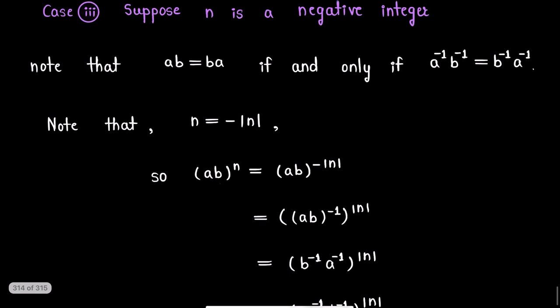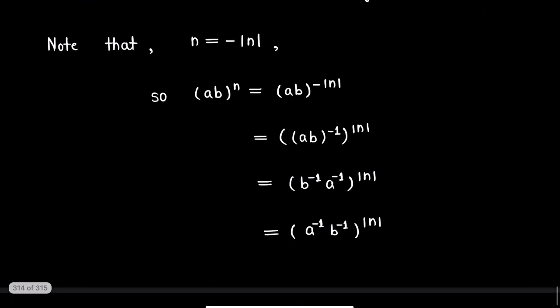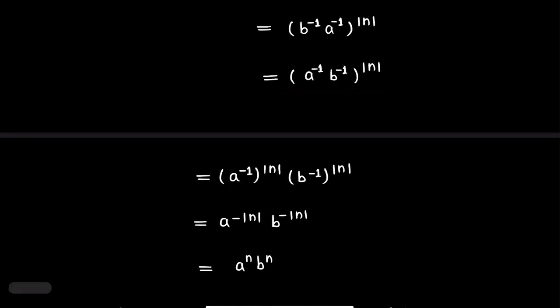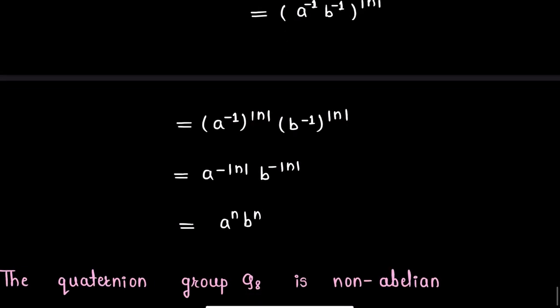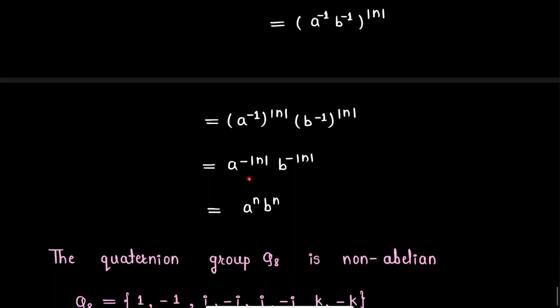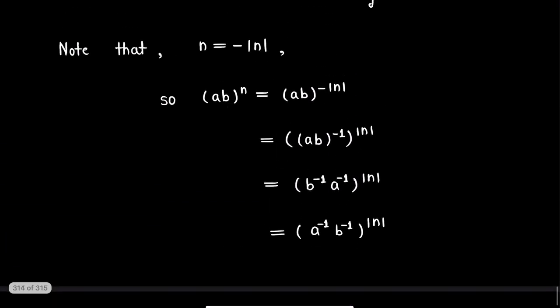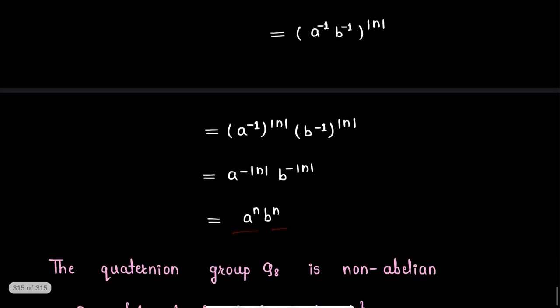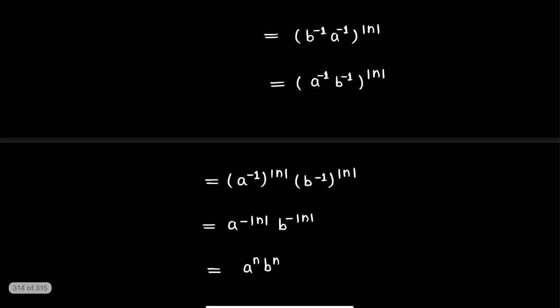Now from here we can replace this b inverse a inverse with a inverse b inverse, as they are equal. So (a inverse b inverse)^|n|. This can be written as (a inverse)^|n| (b inverse)^|n|, which can be written as a^(-|n|) b^(-|n|), that is a^n b^n. So we have proved for some negative integer n that (ab)^n equals a^n b^n. So our result is true for every integer n.